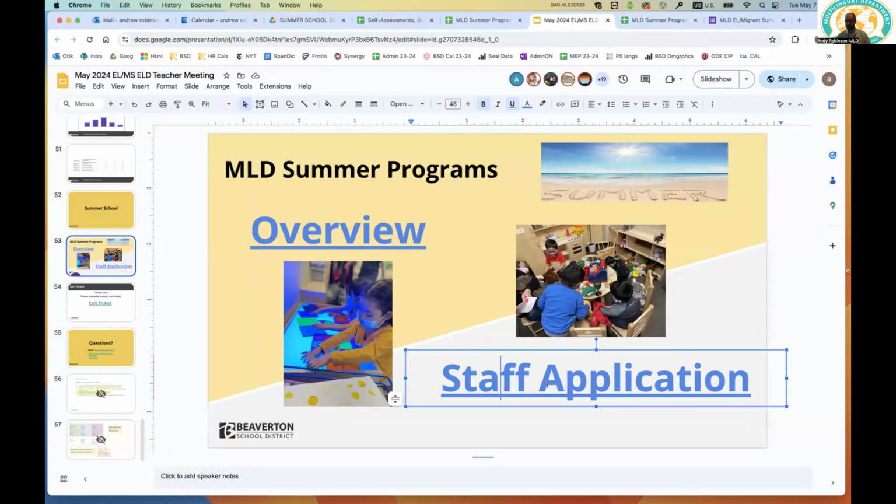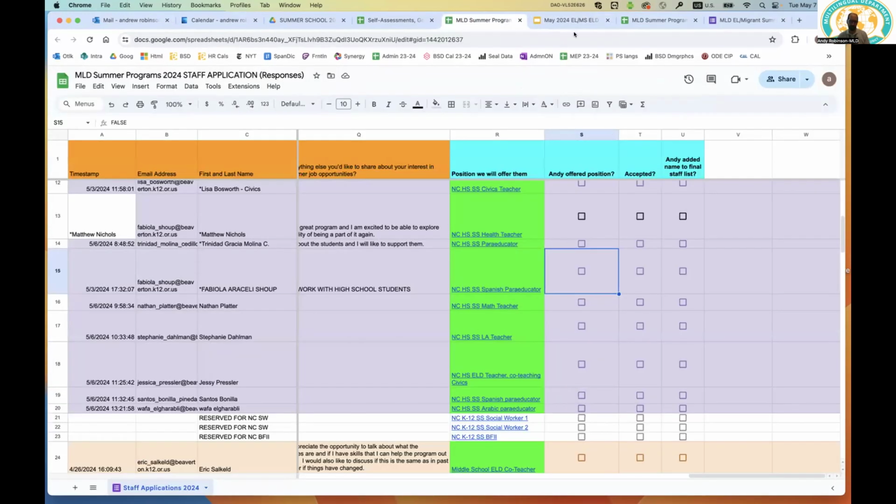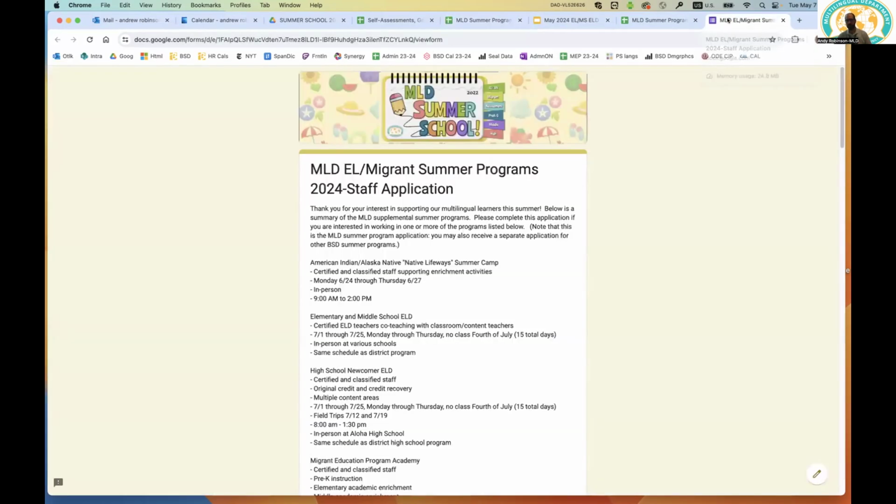This is what I want to spend even more time on, the staff application. Thanks to those of you that have applied, and thanks to those of you who have served in summer school in the past. It's such an important opportunity, and we and the students greatly appreciate your commitment and spending time with students this summer. Such a meaningful experience. I'm trying not to sell it too hard, but we want to recruit you. It's going to be a great opportunity. It's 15 days. All of our programs are 15 days long, except for the American Indian Alaska Native one. So they more or less parallel the district's summer programs.